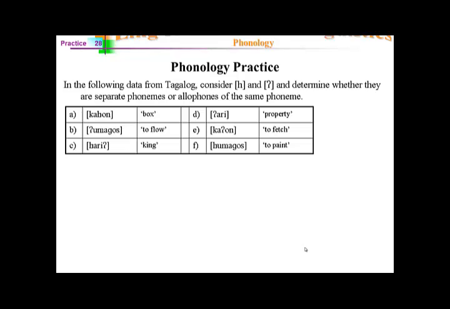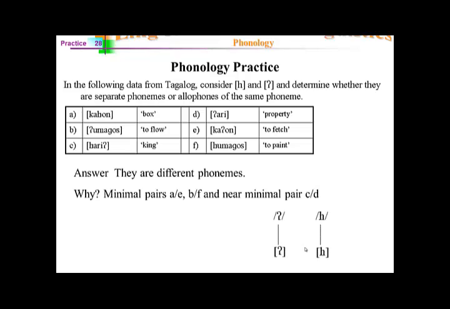This, too, is a fairly easy problem. You're asked to look at h and glottal stop in Tagalog, the national language of the Philippines, in case you were wondering. And again, there are minimal pairs. Words A and E and words B and F are all that are needed to show that these two sounds are separate phonemes in Tagalog.